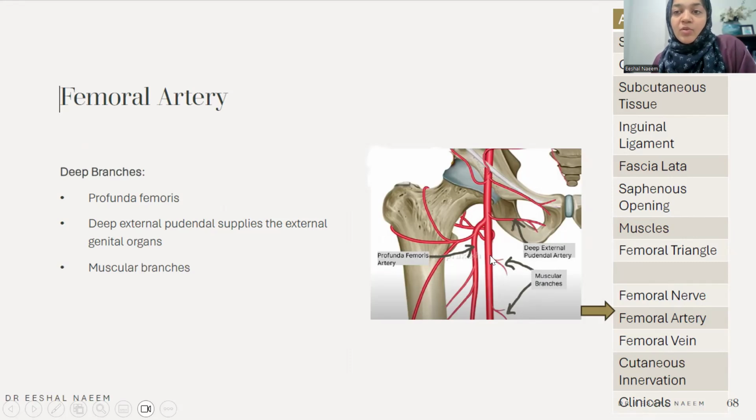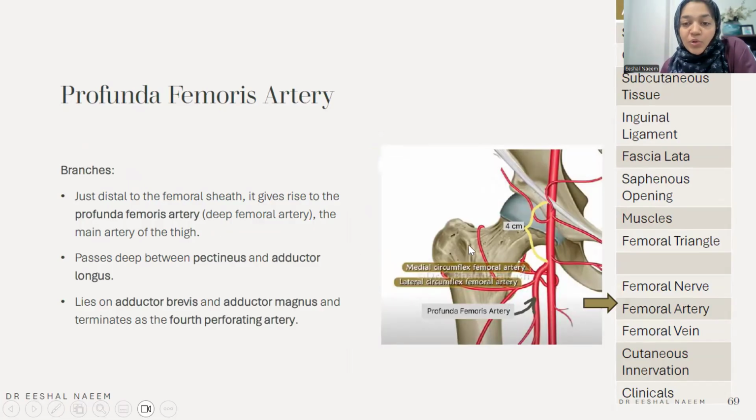So in the deep branches, you have the profunda femoris artery, the deep external pudendal that supplies the external genitals, and the muscular branches. The profunda femoris artery also has its own story. Just distal to the femoral sheath, the femoral artery gives rise to the profunda femoris artery. This is the deep femoral artery. This is the main artery of the thigh.